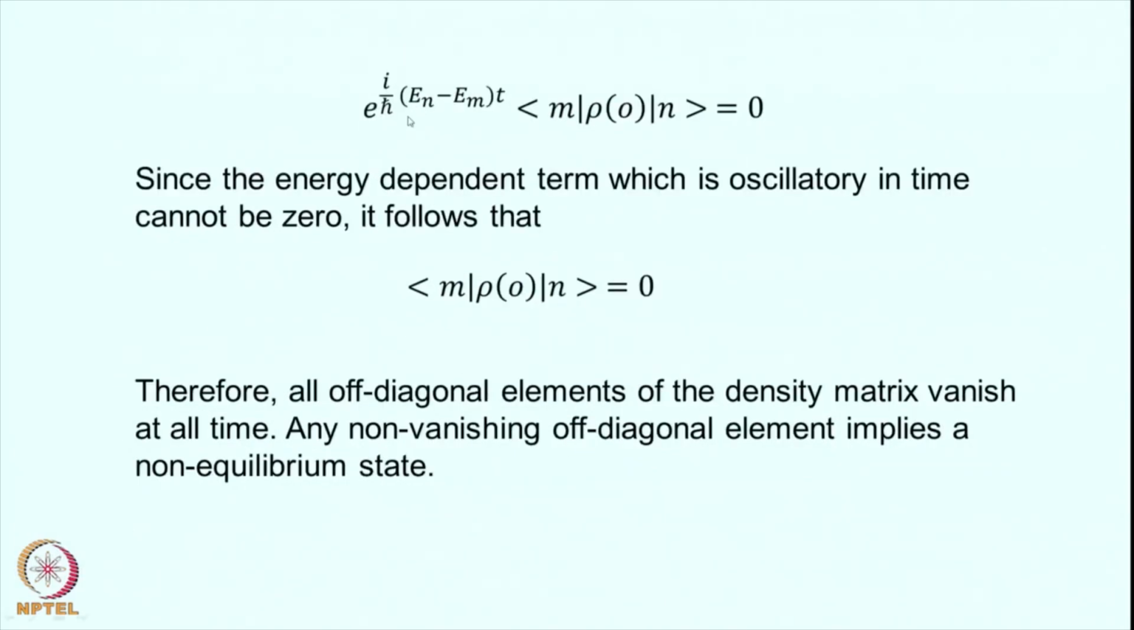Okay. So now putting that here, at equilibrium this equation has to go to 0, and this one is never 0, this is an oscillatory function. So if this function has to be 0, then it is this one which has to go to 0. That means this element is 0 at equilibrium. So if we create a non-equilibrium state wherein this element is non-zero, then we have created an off diagonal element which is non-zero. So any non-vanishing off diagonal element implies a non-equilibrium state.